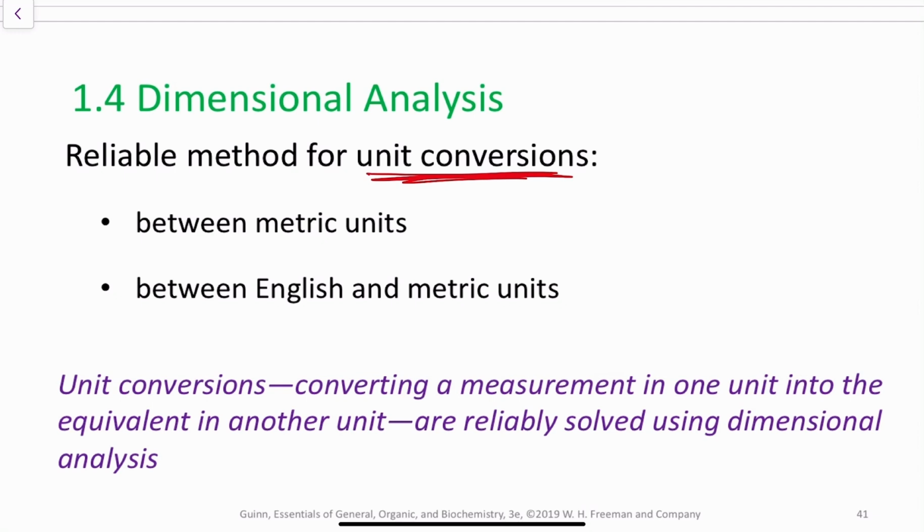If you remember, people in the US normally use the English system, that is gallon, feet, miles. But in the rest of the world we are normally using the metric system, right? Liter, grams, meter. So all these professionals have to convert one unit into another unit, right? So they usually do it by unit conversion, that is converting a measurement in one unit into an equivalent in another unit, right? And we do these unit conversions using a method called the dimensional analysis method, and we're going to learn about this method, how we normally do it.